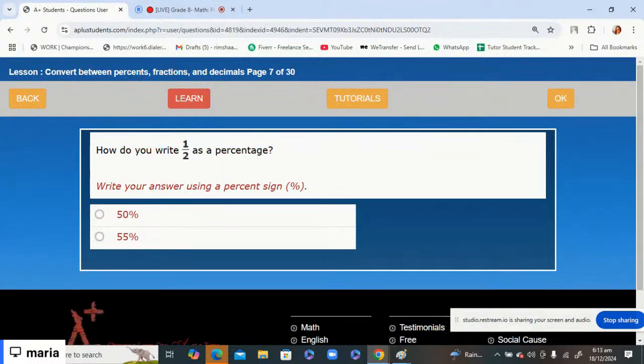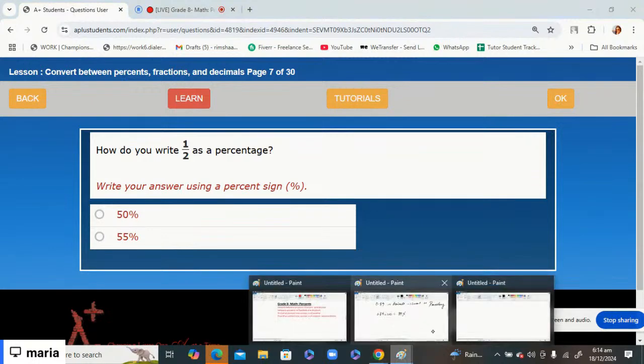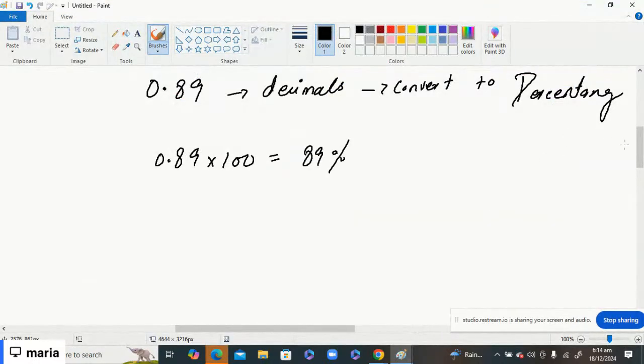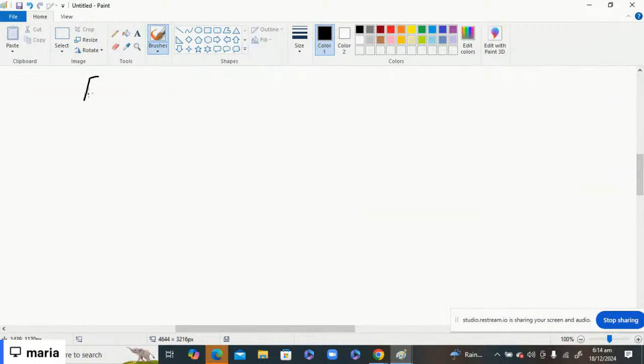Now, how do you write 1 by 2 as a percentage? First of all, 1 by 2 is a fraction. First of all, divide 1 by 2. What is the answer when you divide 1 by 2? That is 0.5.